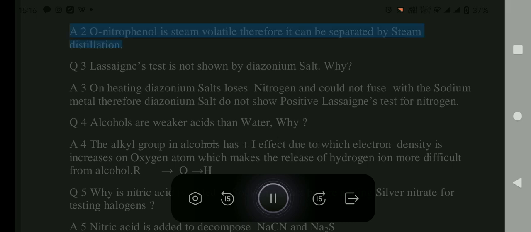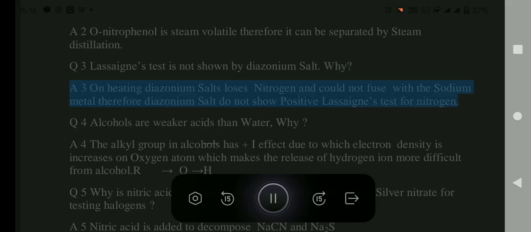A2: o-Nitrophenol is steam volatile, therefore it can be separated by steam distillation. Q3: Lassaigne's test is not shown by diazonium salt. Why? A3: On heating, diazonium salts lose nitrogen and cannot fuse with the sodium metal, therefore diazonium salts do not show a positive Lassaigne's test for nitrogen.